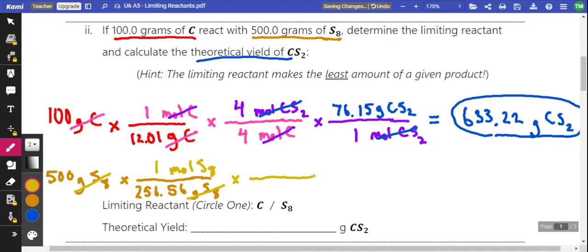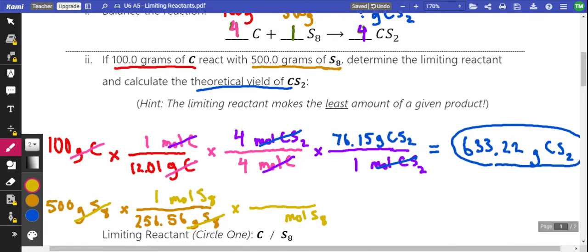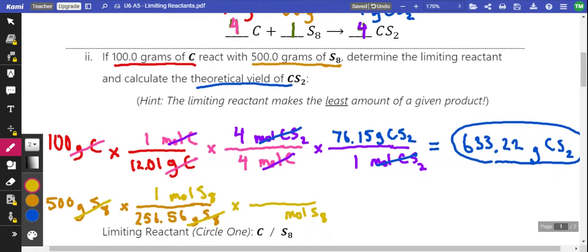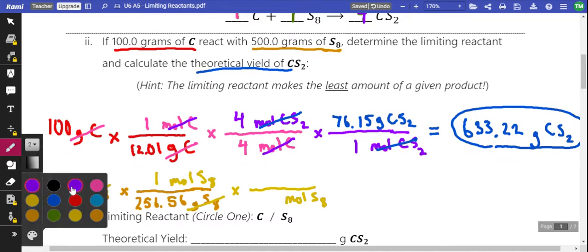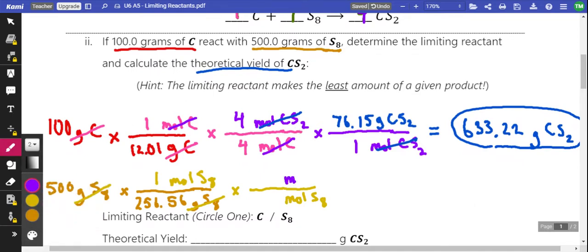This one's a mole-to-mole ratio. I'm getting rid of moles of S8. Moles of S8 is my old unit, so it's going on the bottom. My new unit is going to be moles of CS2. Moles of CS2.